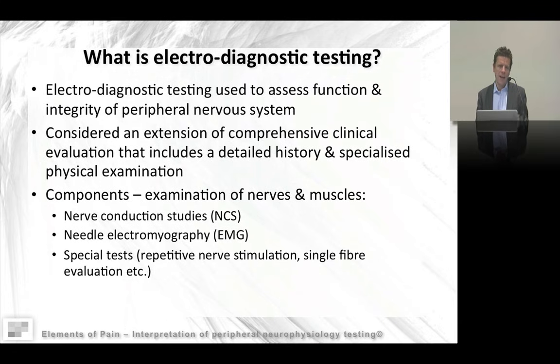So the testing encompasses essentially nerve conduction studies and needle electromyography, or EMG. It's usually a part of a more comprehensive neurological assessment, which involves both a history and examination, but oftentimes in a simple situation such as carpal tunnel, it'll be a very brief history and exam, and the majority of the consult will be based on the testing. There are some other specialised tests, but we'll be focusing mainly on the routine nerve conduction studies in this presentation.